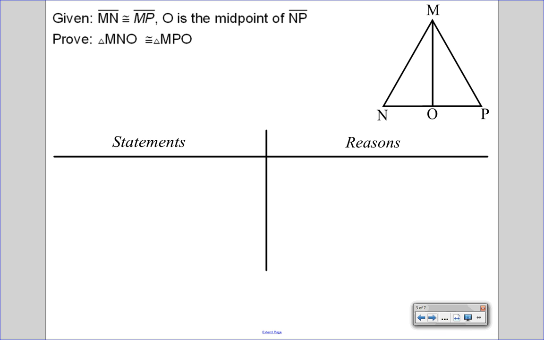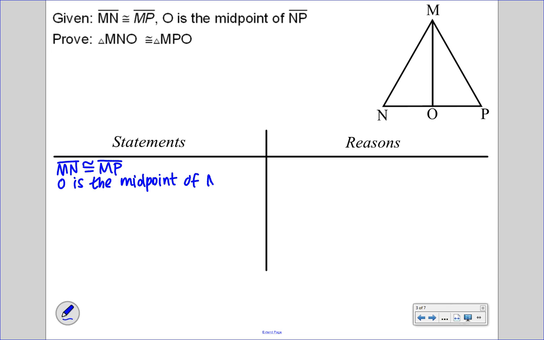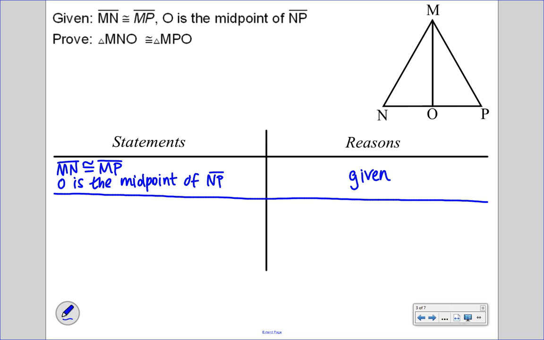First thing, we write down the given. MN is congruent to MP, and O is the midpoint of NP. And the reason for writing that down is that it's given. Next, we're going to look at the given and draw it on the picture. MN is congruent to MP. That's our first given. So we're going to do a dash here and a dash here.